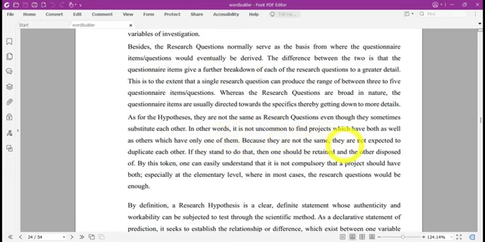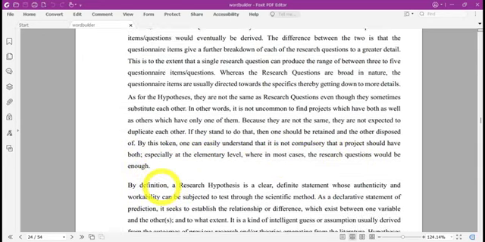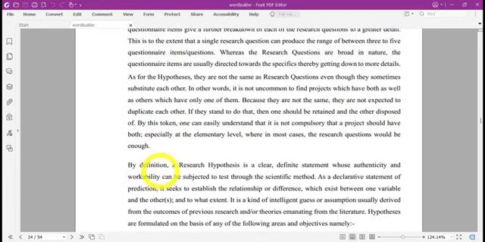Because they are not the same, they are not expected to duplicate each other. They can substitute, but they cannot duplicate each other. If they do, then one should be retained and the other disposed of. By this token, one can easily understand that it is not compulsory that a project should have both, especially at the elementary level, where in most cases the research questions would be enough. At times the research questions are just enough. You don't need the hypothesis to go ahead with the work.